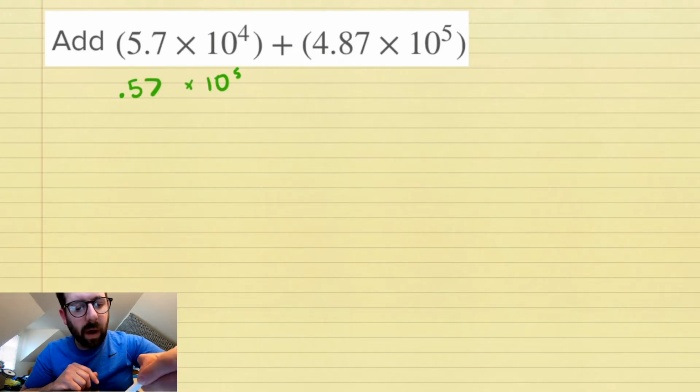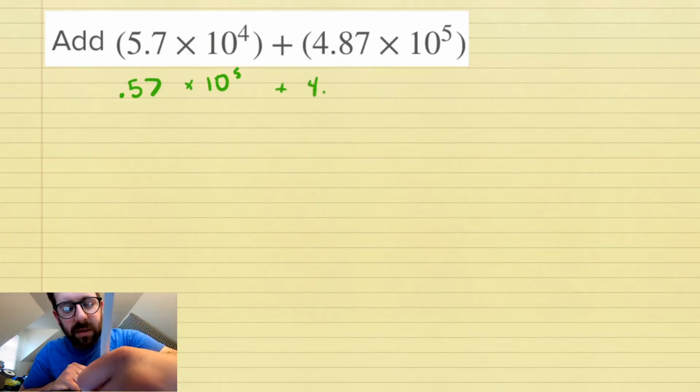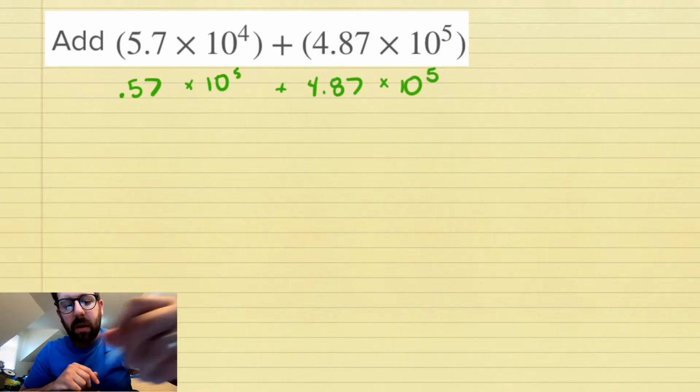Now, you're probably thinking, okay, why did I write times 10 to the 5th? Because the other one has times 10 to the 5th. So when you add and subtract, you have to have the same label. Multiplying didn't matter, but adding you do.